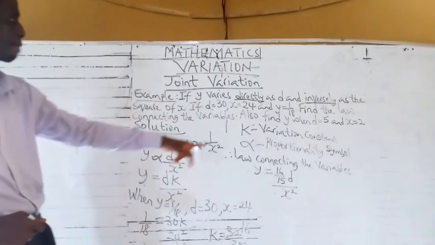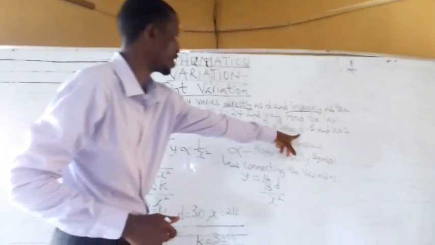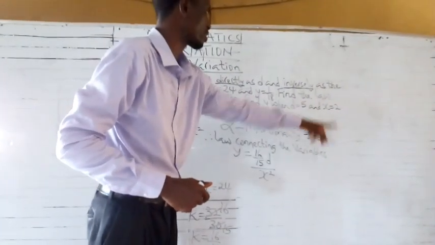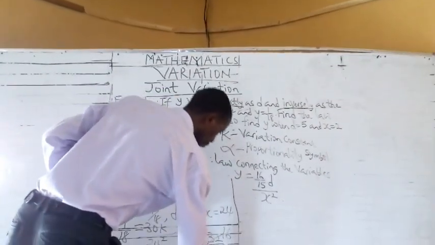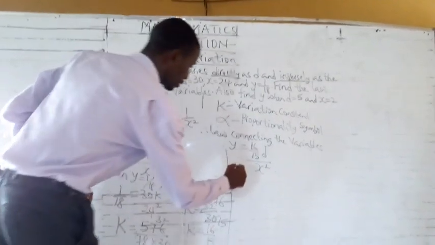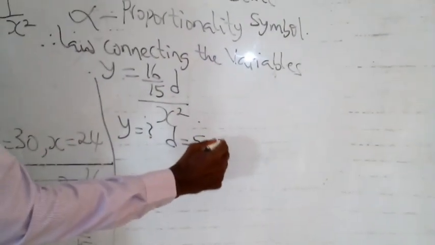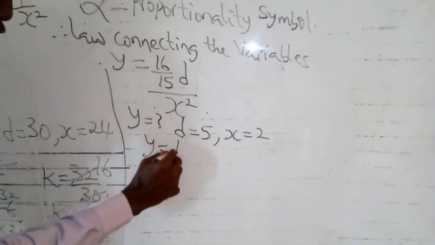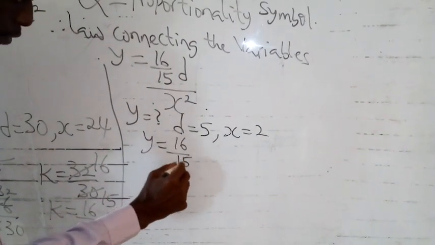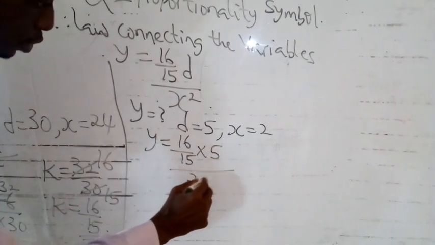Now, taking us further, they also ask us to find y when d equals 5 and x equals 2. Now, let's solve that. They said we should look for y. d equals 5, x equals 2. Y equals 16 over 15 times 5 over 2 times 2.